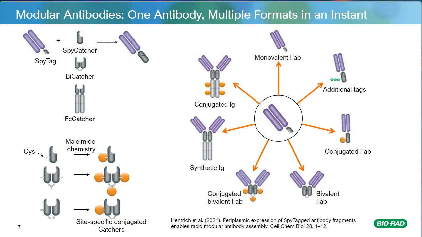Essentially, what we're able to offer is one antibody in multiple formats in an instant. This could be really useful for customers who have multiple different requirements for their antibody clones, such as monovalent formats for affinity measurement, an Ig-like format for an ADA positive control, or any further labelled format that you might need for your downstream assay.